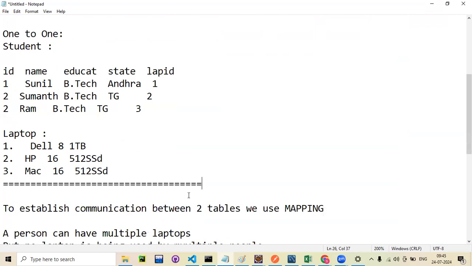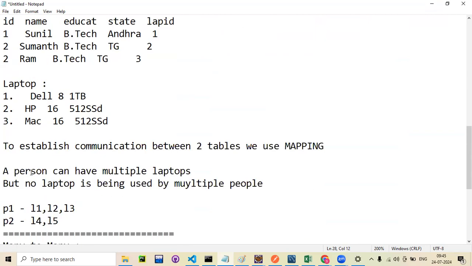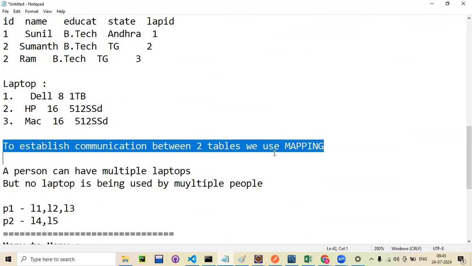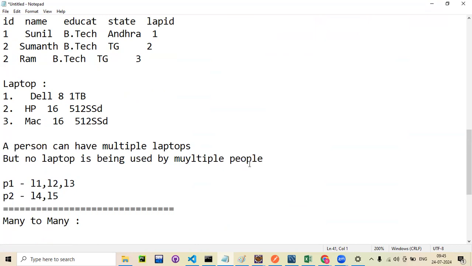Now we'll copy the same thing. Now one to many. The first criterion is a person can have multiple laptops, but no laptop is being used by multiple people. So this is the classical example. P1 is using L1, L2, L3, and P2 is using L4 and L5, and there is no laptop being used by multiple people. Am I correct here? Yes.